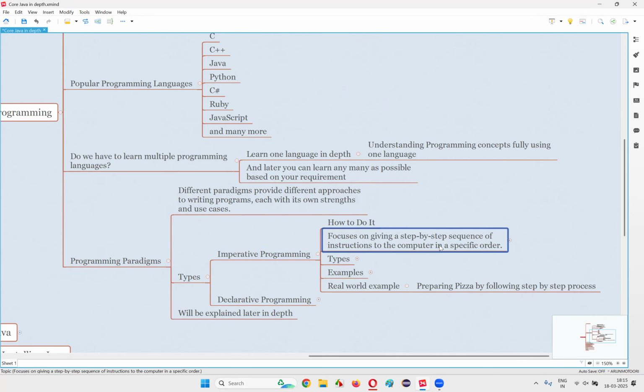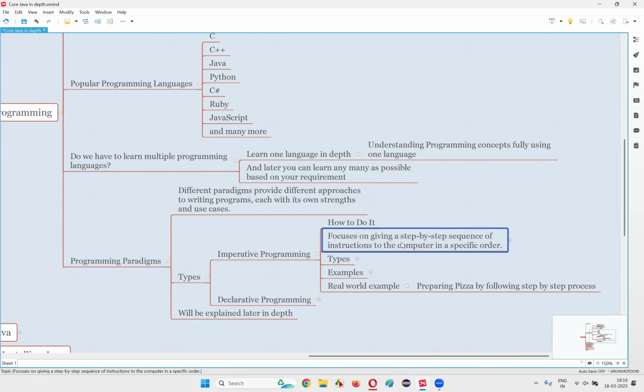So, how to do it? Here a step-by-step sequence of instructions will be there while writing the code. If you are writing the program in such a way that you are giving step-by-step instructions to get a particular task done, creating a variable and so on, and I don't want to go deep into that, then that is called imperative programming, guys. The focus is on how to do it.